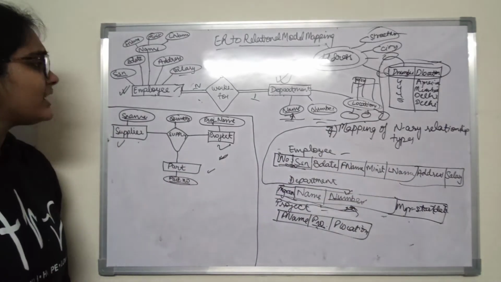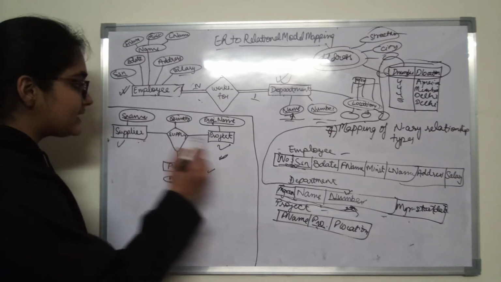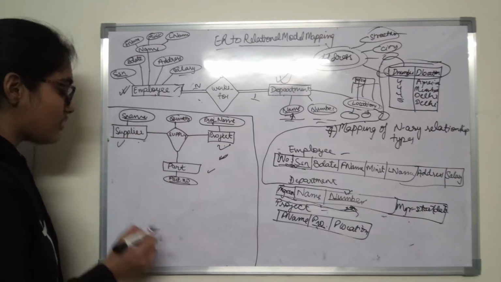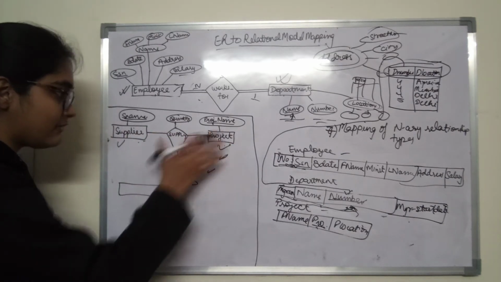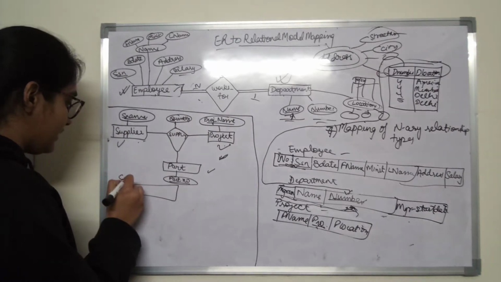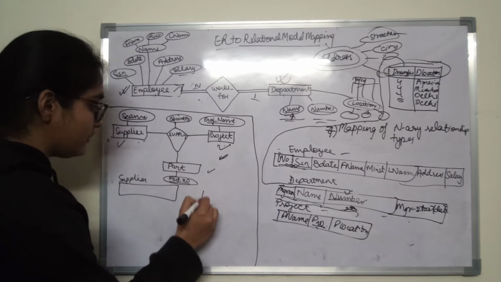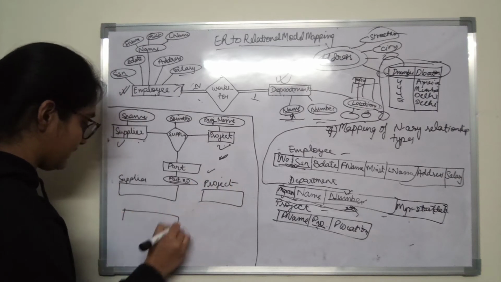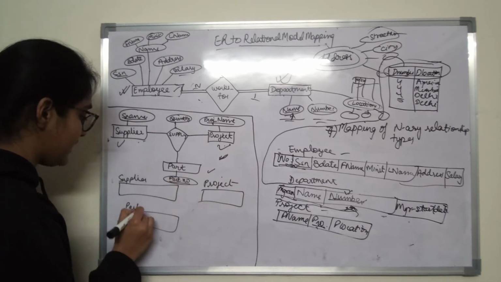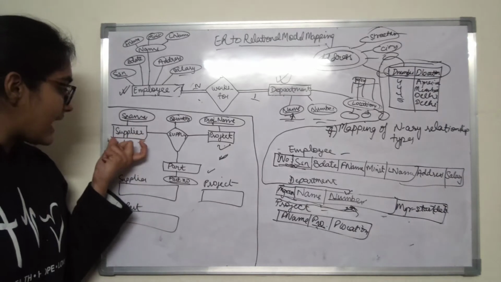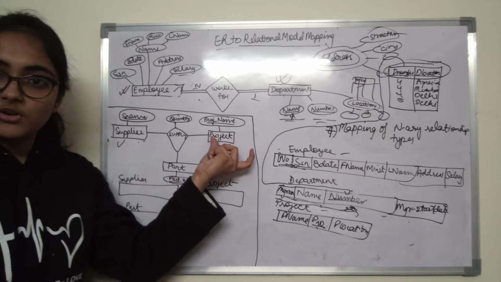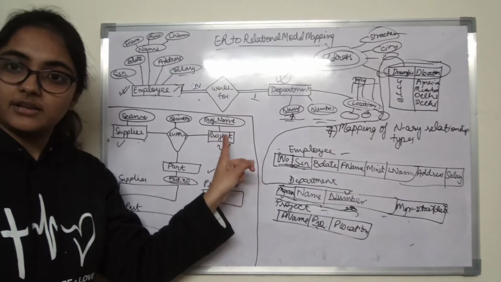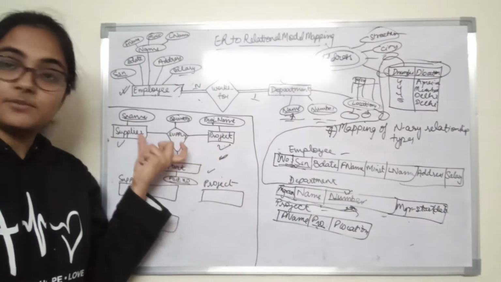So what do we do for N-ary relationship types? Since these 3 are strong entities, isn't it? Why? Because they are represented by a single rectangle. Since these 3 are strong entities, the corresponding relations for these 3 would already be existing: a relation for supplier, another for project, and another for part. What this relationship represents is: a supplier supplies a part to a project. Am I making sense? Supplier supplies a part to a project. This is the meaning of the relationship.